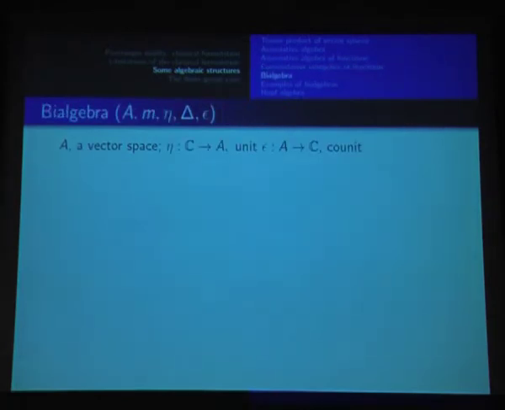So, we have this concept of algebra, we have this concept of co-algebra, and then one puts both these concepts in a box, and that is called bi-algebra. So, a bi-algebra is simultaneously an algebra and a co-algebra. So, we have a vector space V, a unit and a co-unit. We also have a product map M and a co-product map delta.